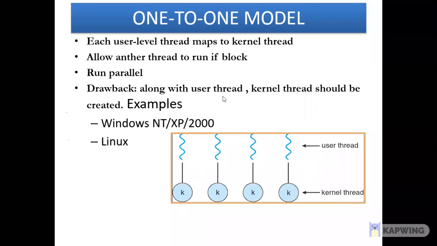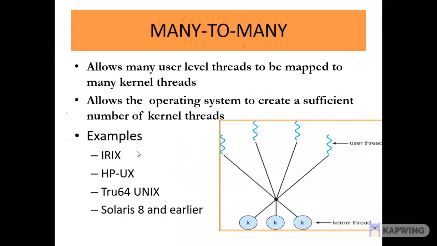Drawback: along with the user thread, a kernel thread should be created. Means when your user level thread is created, at that time the kernel level thread should also be created. That is the disadvantage of the one-to-one model. Examples: Windows NT, XP, and 2000 use the one-to-one thread model. Linux is also using the one-to-one thread model.